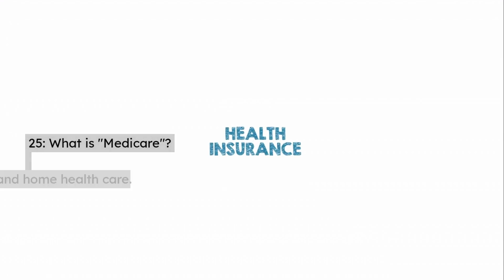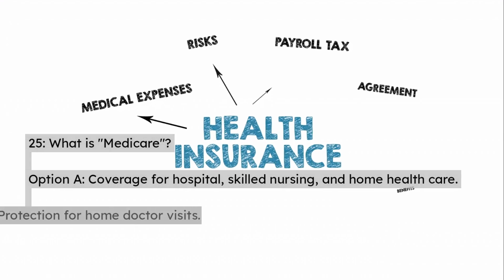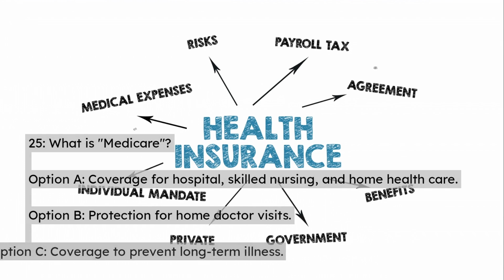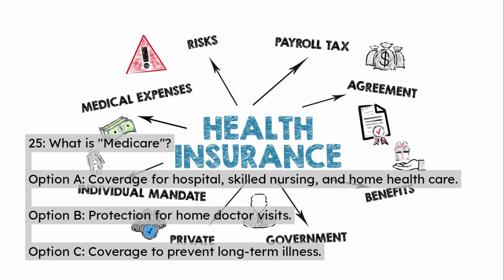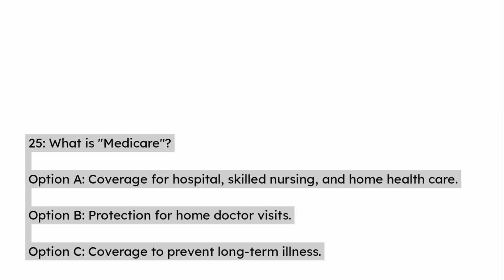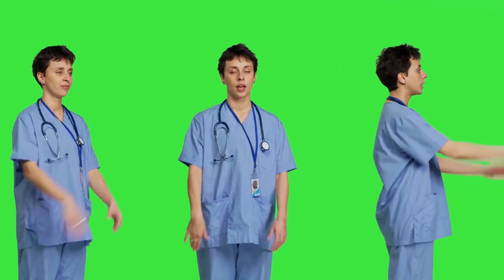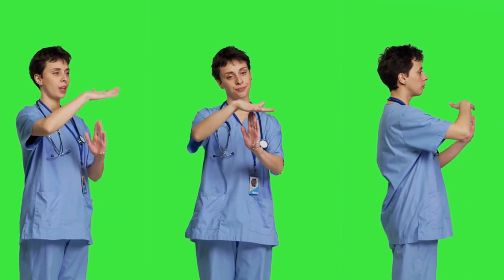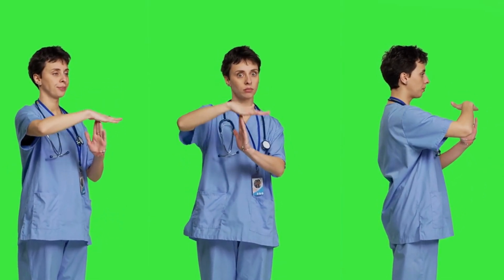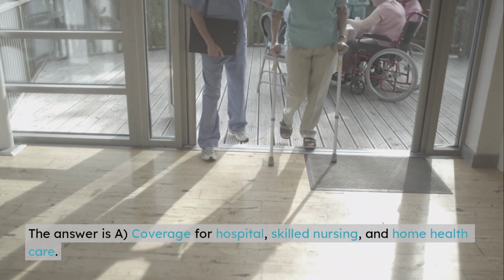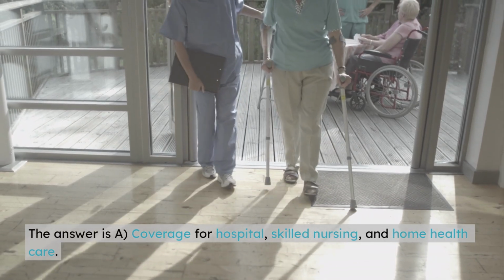25. What is Medicare? Option A, coverage for hospital, skilled nursing, and home health care. Option B, protection for home doctor visits. Option C, coverage to prevent long-term illness. The answer is A, coverage for hospital, skilled nursing, and home health care.